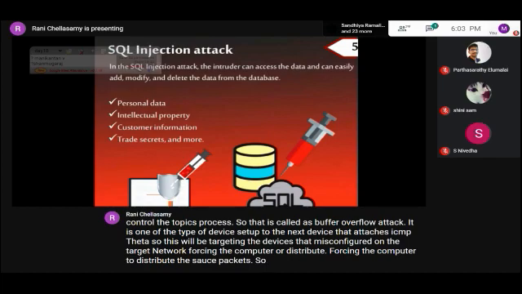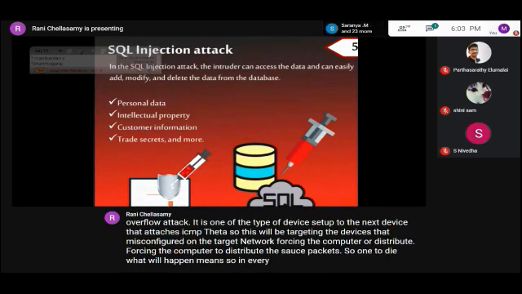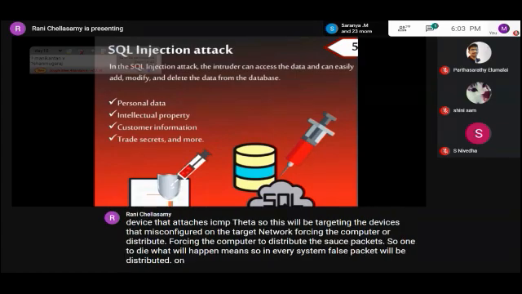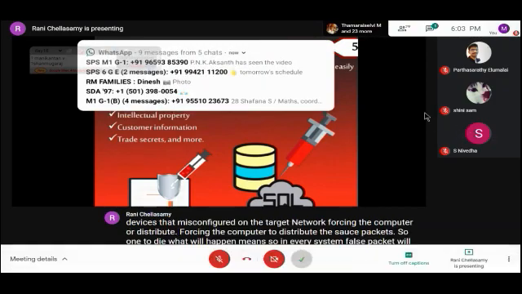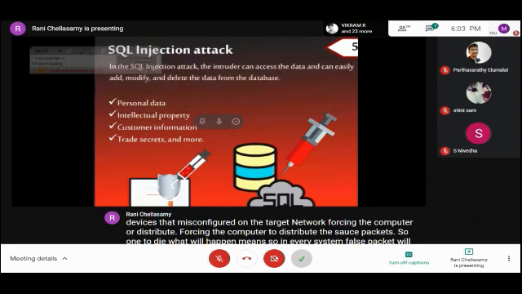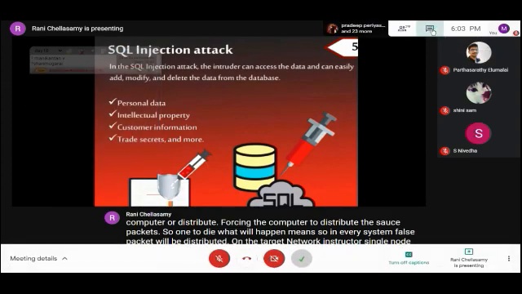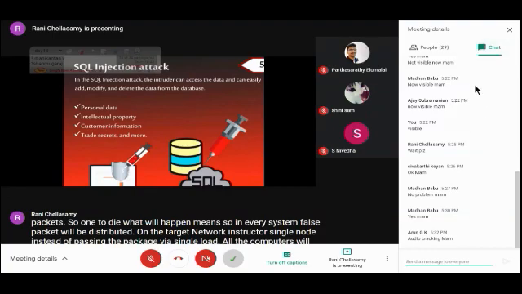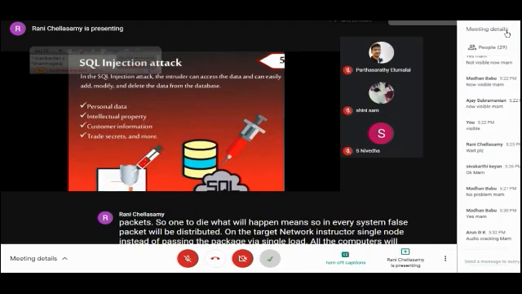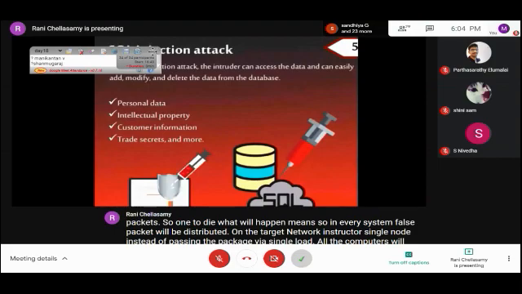So what will happen means, in every system, a false packet will be distributed on the target network instead of a single node. Instead of passing the packets to a single node, all the computers will be distributing the false packet to the target network. Thus it will result in the overloading of the network. This attack can often be called the ping of death or smurf attack.